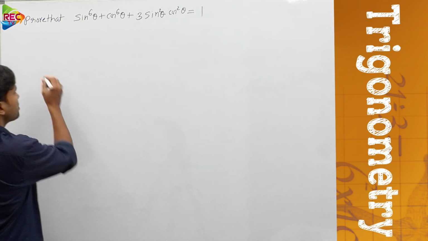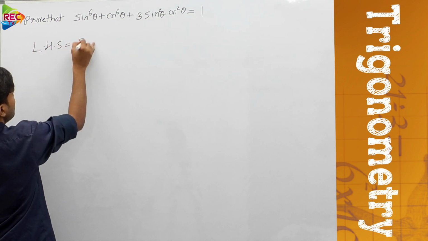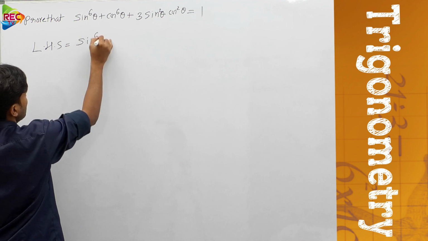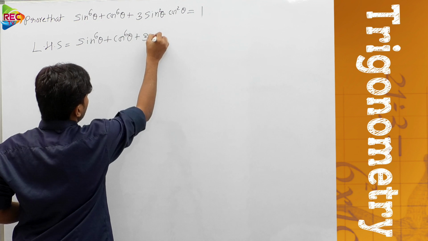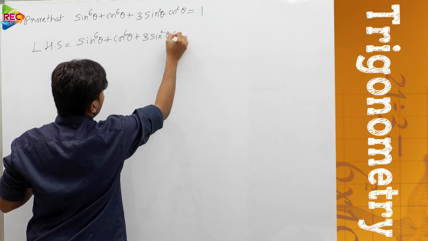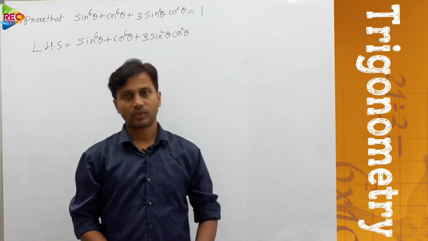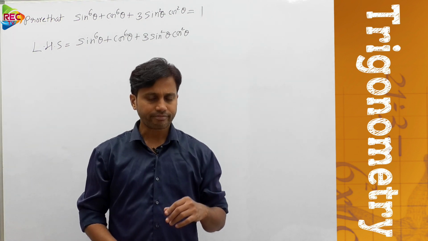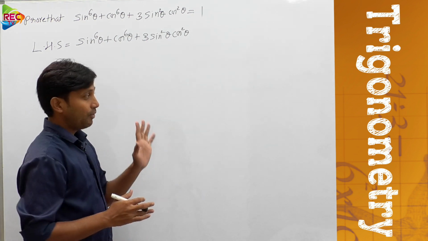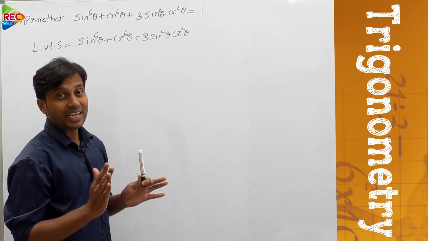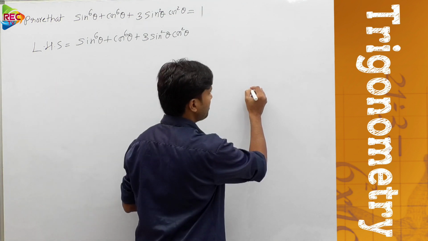Okay, let us take the LHS part first. What is LHS in this? Sine power 6 theta plus cos power 6 theta plus 3 sine square theta cos square theta. This is the LHS. Now, before doing this problem, I want to remind you of the algebraic identity which is needed to solve this. Okay, what is that algebraic identity?